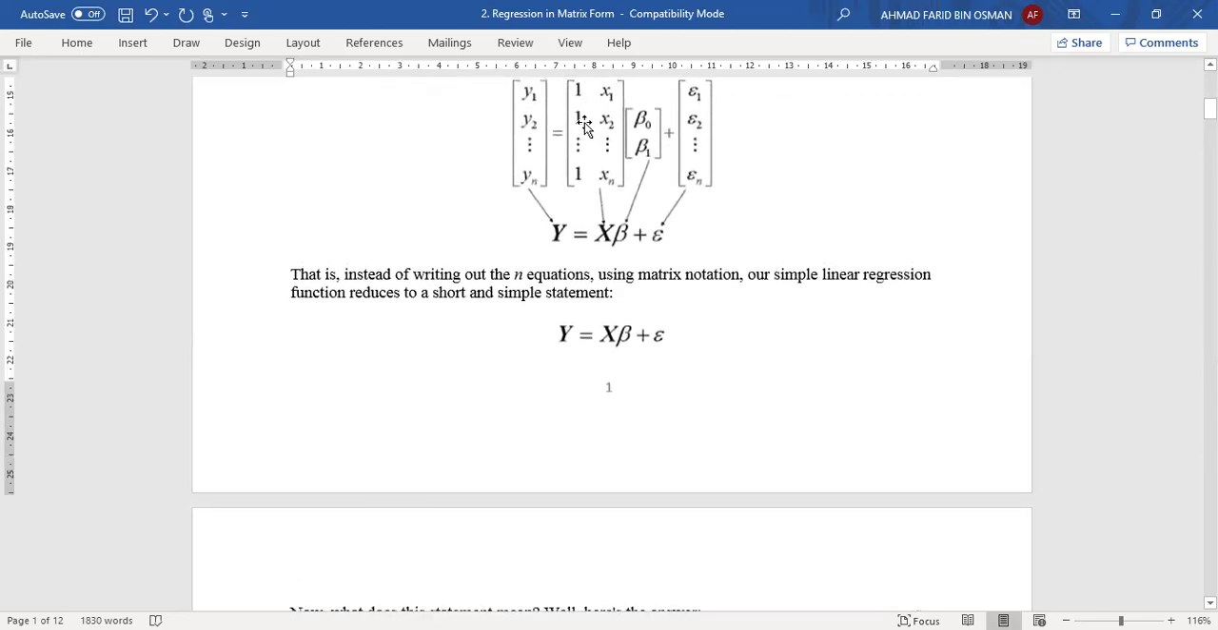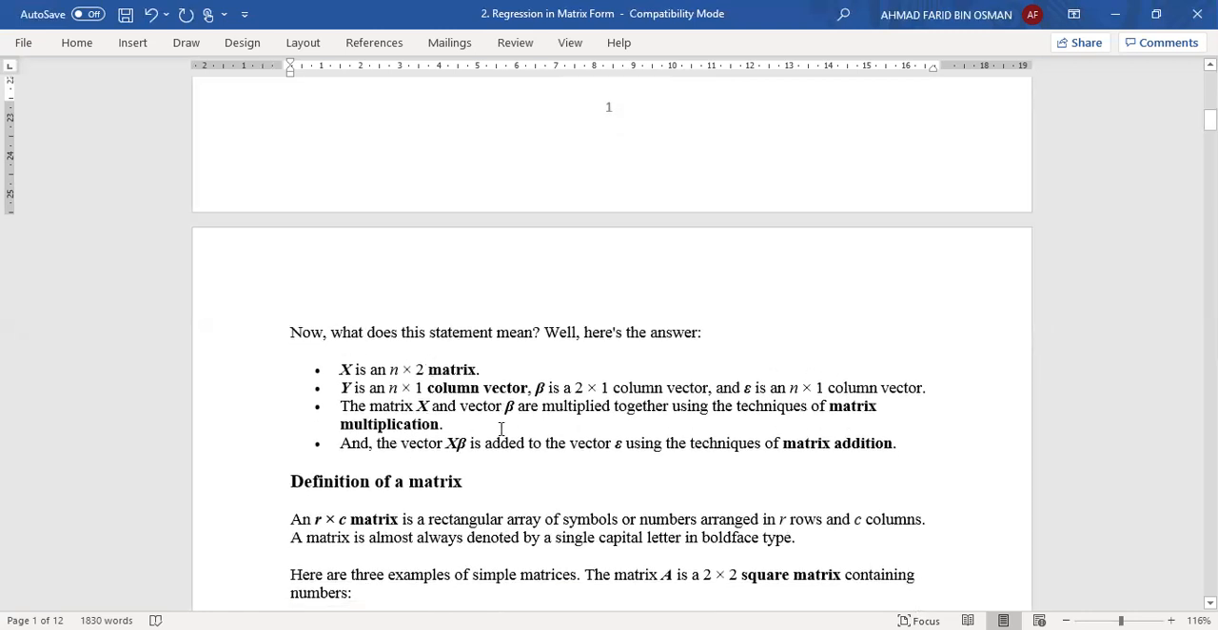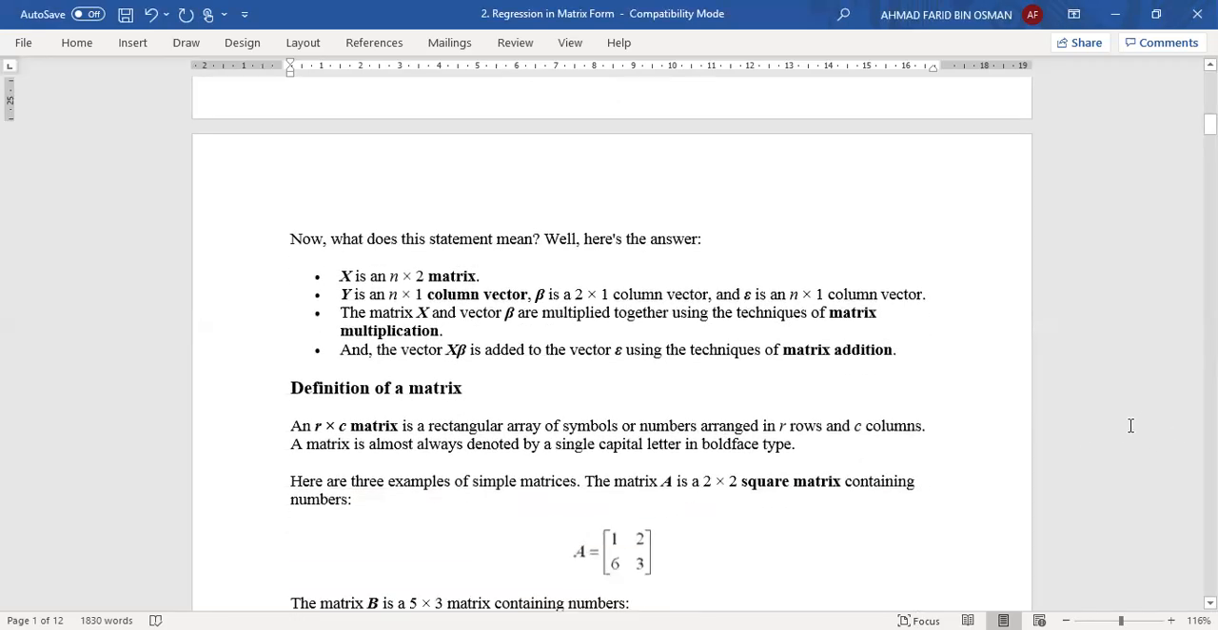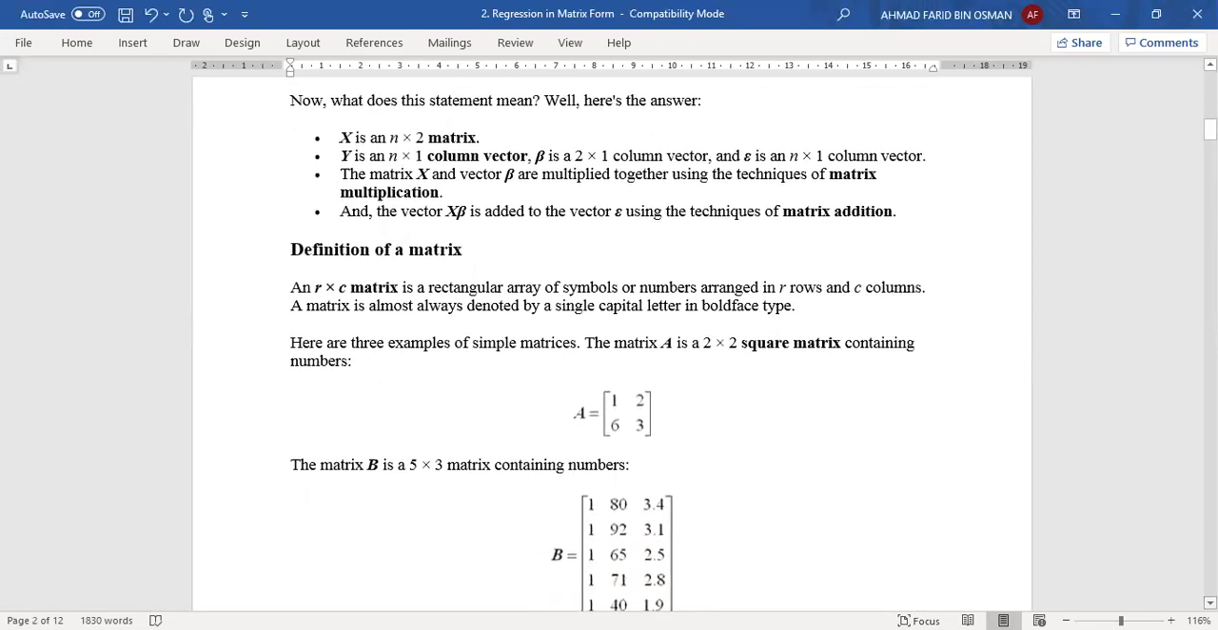So for X, the number of rows is equal to n, the number of observations, and it has two columns, so n times 2. We get the same for the other matrices. The matrix X and vector beta are multiplied together using the techniques of matrix multiplication, and the vector X beta is added to the error term vector using the techniques of matrix addition. You learned this before. If you have forgotten how to do it, please refresh your knowledge so that you can use these matrix operations to estimate parameters.